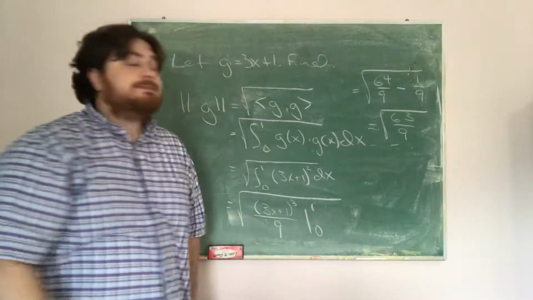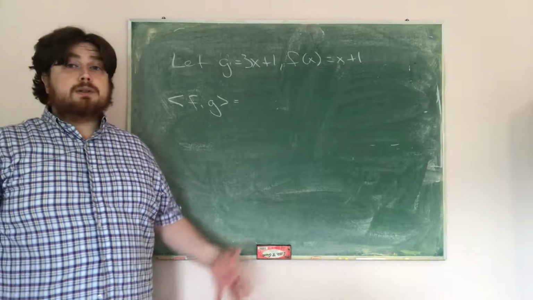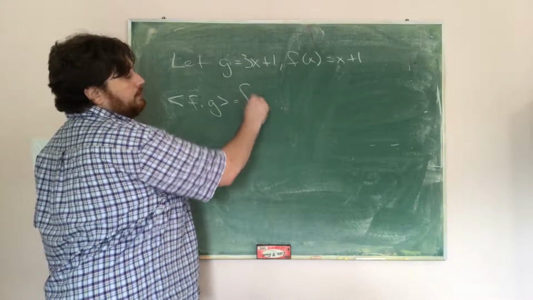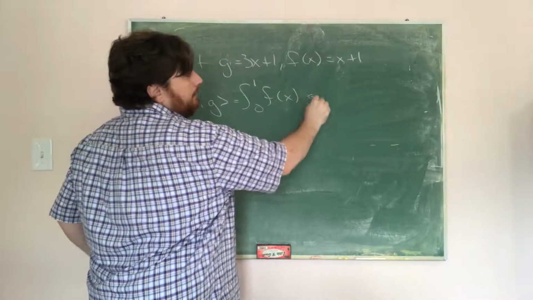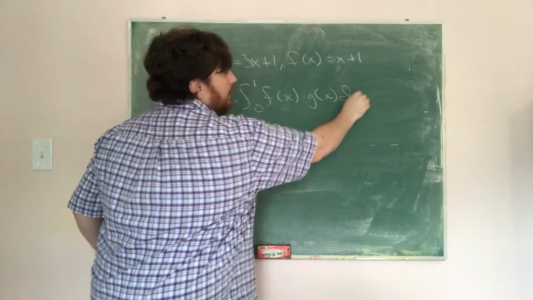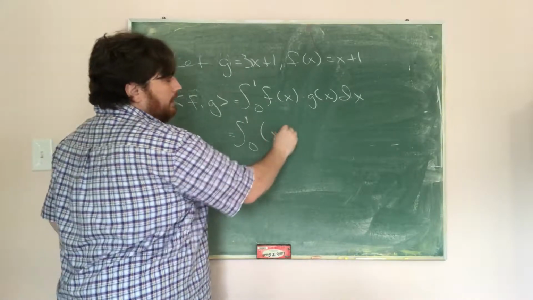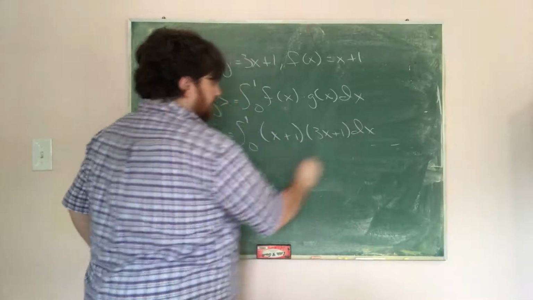Alright, now that we've found the norm of f and the norm of g, what I'm going to try to do is find the inner product of f with g. To find the inner product of f with g, I'm going to integrate from 0 to 1 of f of x times g of x dx. That's just going to be the integral from 0 to 1 of (x plus 1) times (3x plus 1) dx.